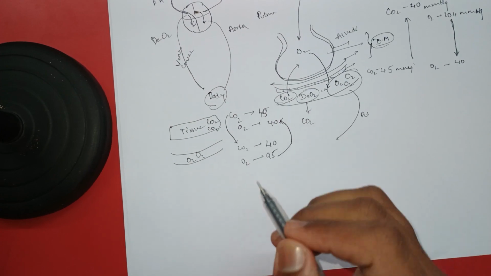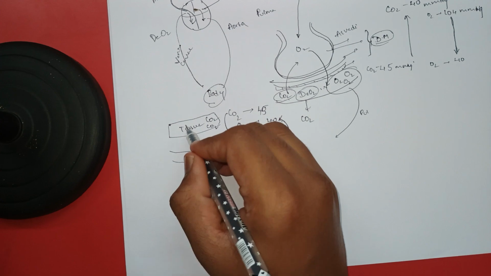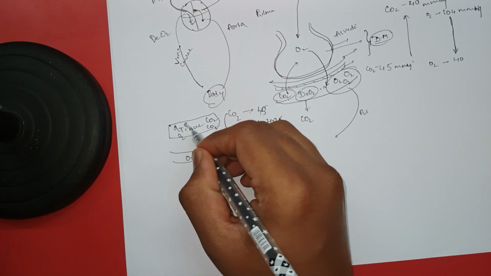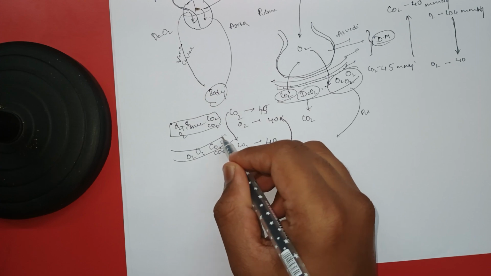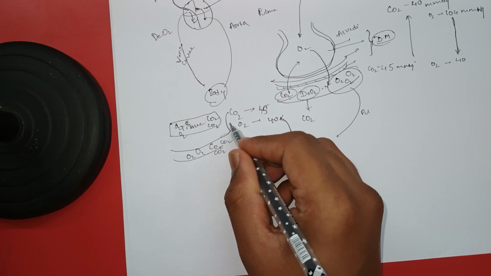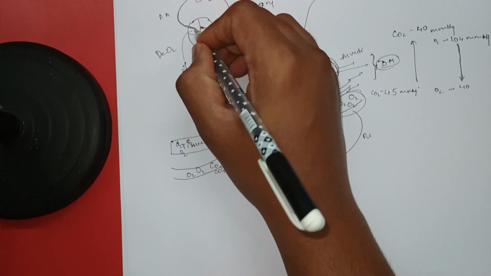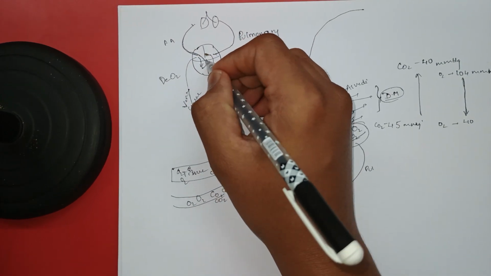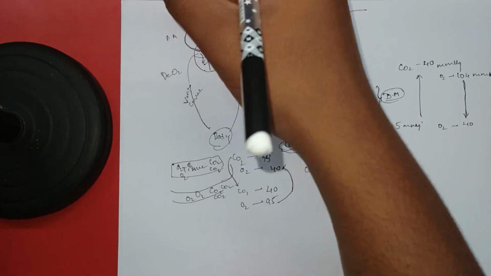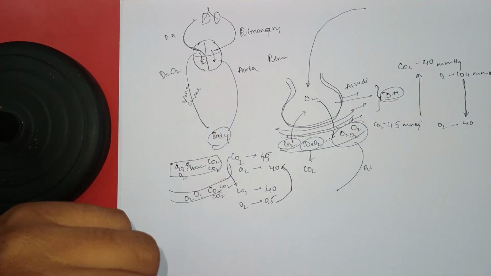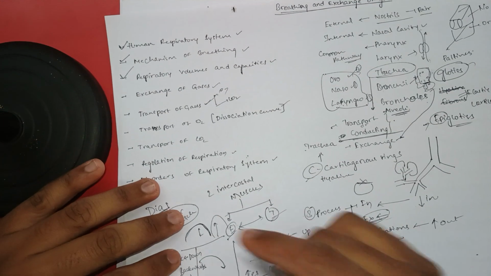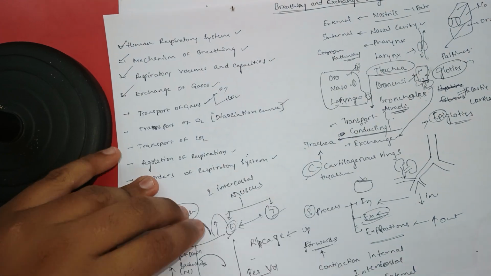So oxygen moves from the capillary into the tissue, and carbon dioxide moves from the tissue into the capillary, due to which the blood gets deoxygenated. Through the veins, through the vena cava, it again goes into the right atrium, then the right ventricle, and into the lungs, and again purification. This is your mechanism of exchange of gases.